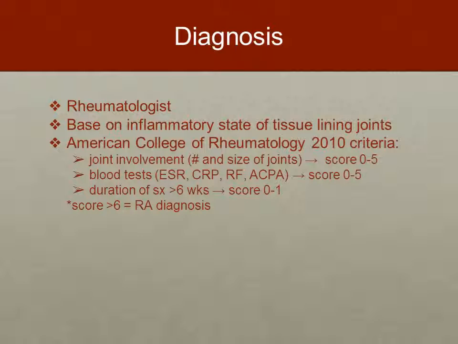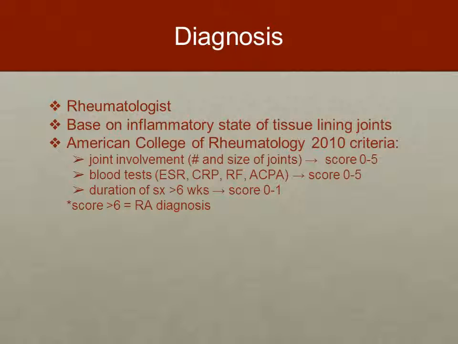So going through each of those, joint involvement is the number and size of joints. And so you can get a score anywhere here from 0 to 5. You get a higher score for having more joints involved and also having smaller joints that are involved, since it tends to affect the smaller joints first.